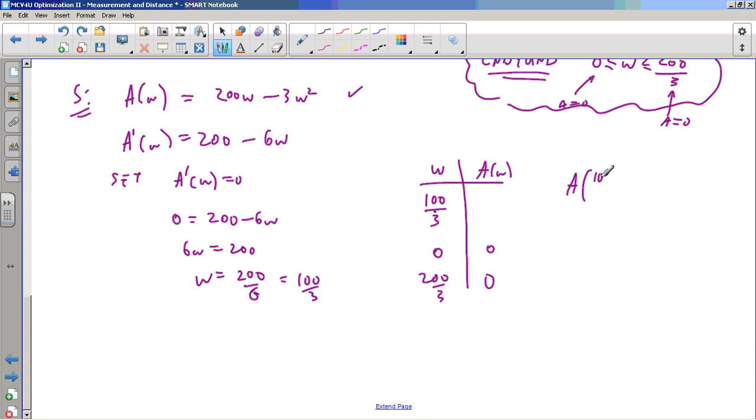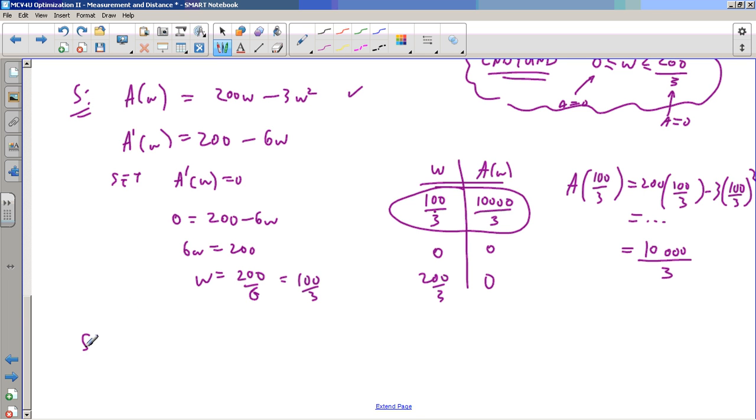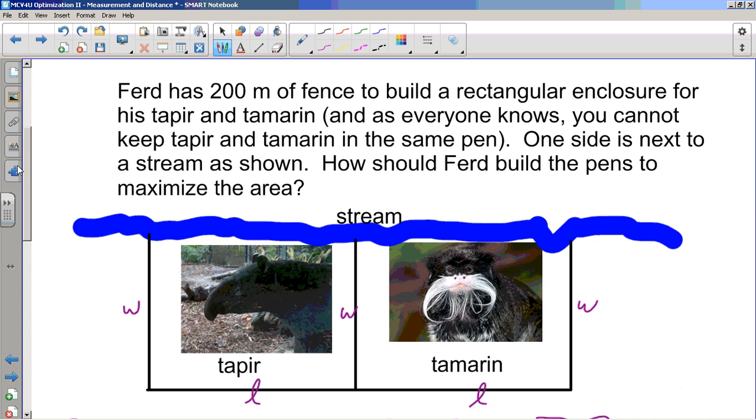So area of 100 over 3, I'm going to go 200 times 100 over 3 minus 3 times 100 over 3 squared, calculator, and I get, I think, 10,000 over 3, check that on your calculator. 10,000 over 3 meters squared. So then minimum, maximum. There's your maximum. We were asked to maximize the area. The maximum area. And what were we actually asked to do, how should Ferd build the pens?